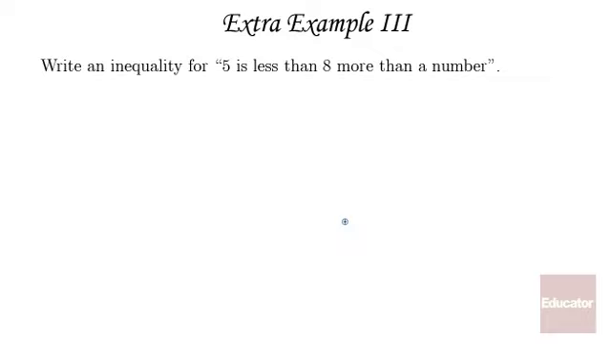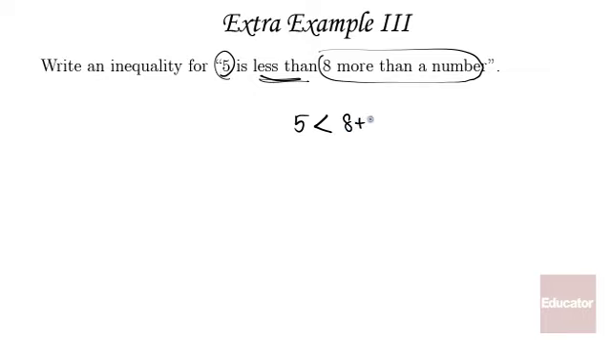Write an inequality for 5 is less than 8 more than a number. So we're looking at 5, less than is our symbol, and then 8 more than a number is the other side of our inequality. So we have a number represented by n. 8 more than that is n + 8. Notice this is not saying 8 is greater than a number. It's saying 8 more than a number. So you take a number and give it 8 more, add 8, and 5 is going to be less than that.